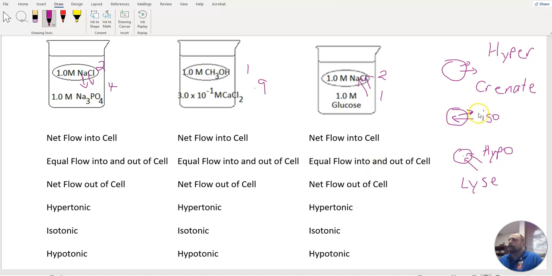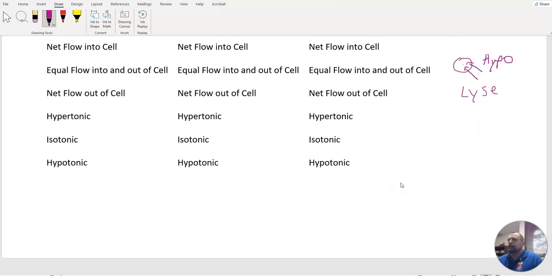All right. And so we'll ask you which way the water flows. Is it isotonic, hypertonic, hypotonic? Is it going to crenate? Is it going to lyse? Those kinds of things. Excellent.